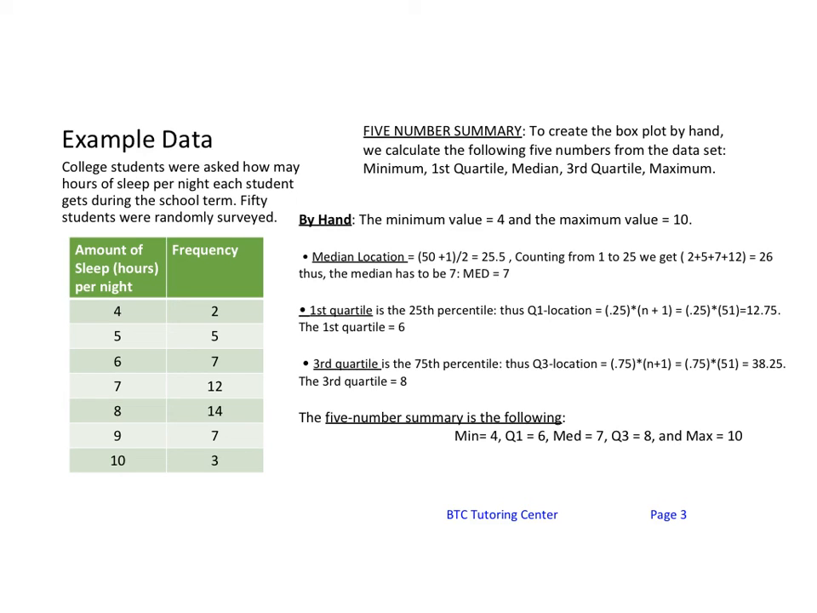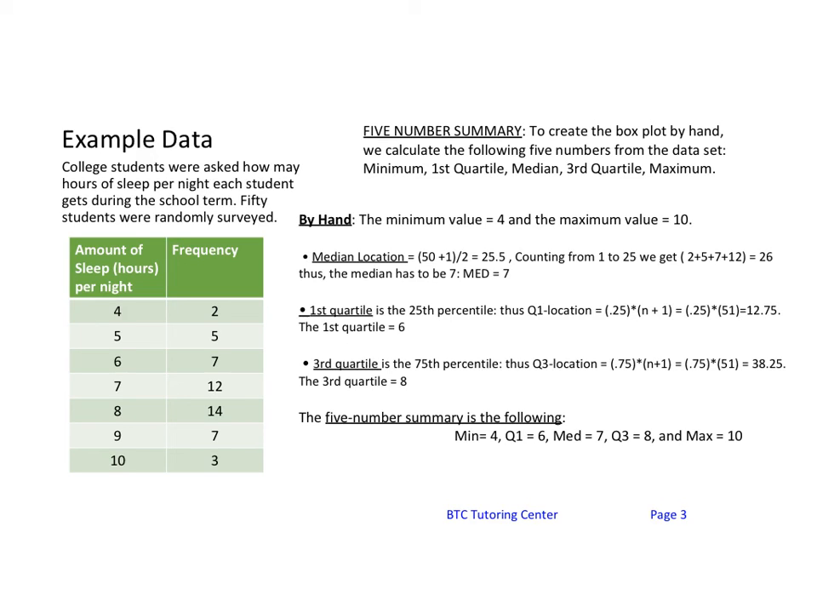To calculate the minimum value by hand, we just look at our table, and we can see that the minimum value of our table that's already ordered for x is 4 hours, and the maximum value is 10 hours. The median location, since there were 50 students that were asked, I'm going to add 50 plus 1, that's our formula, divided by 2. And that gives us 25.5.